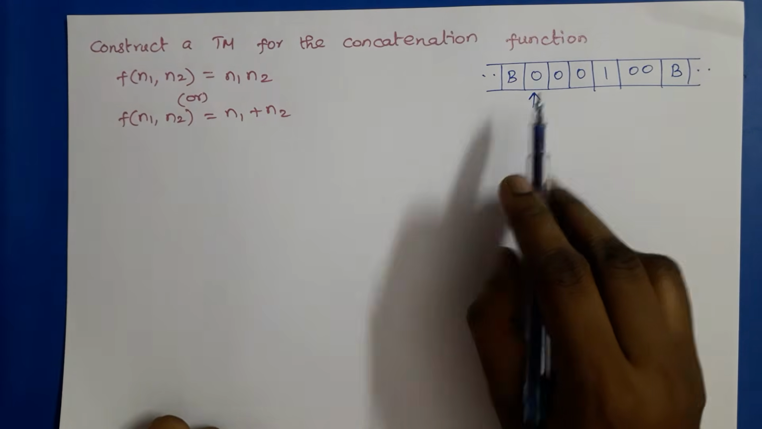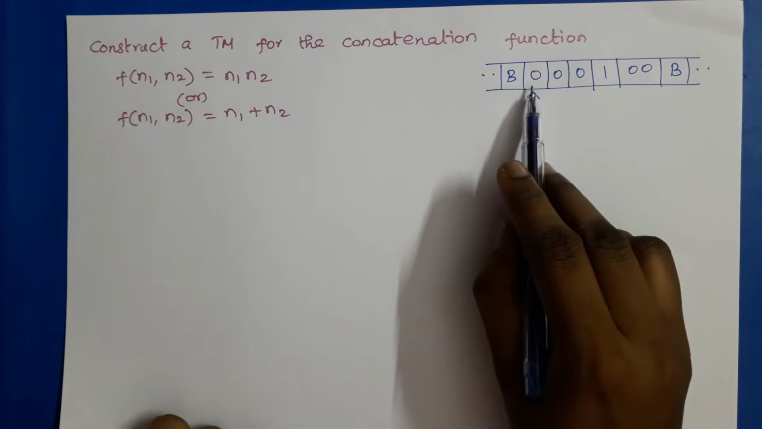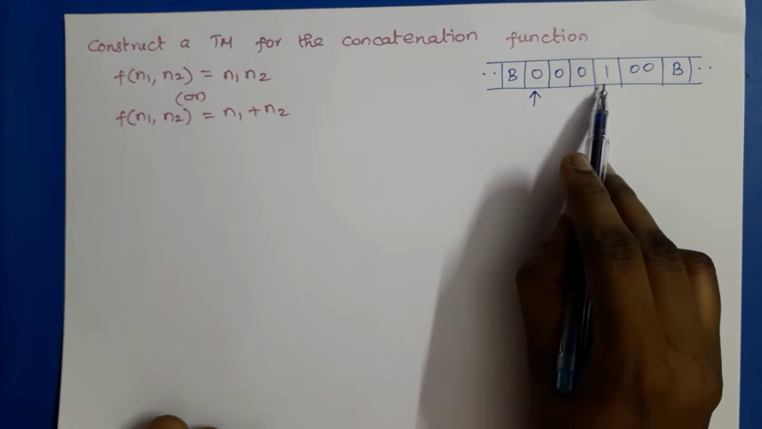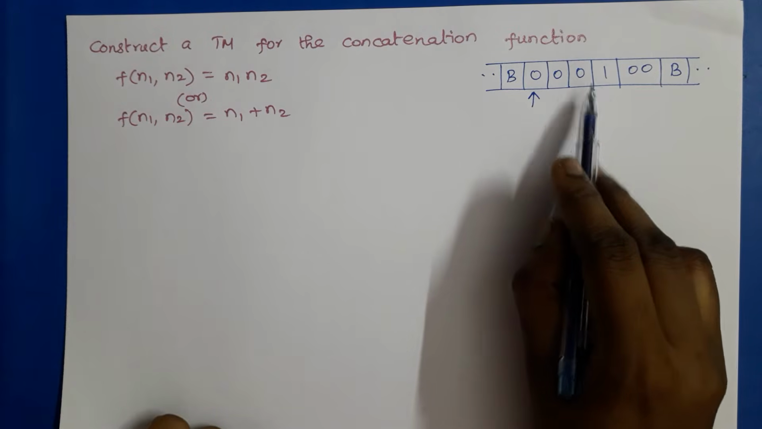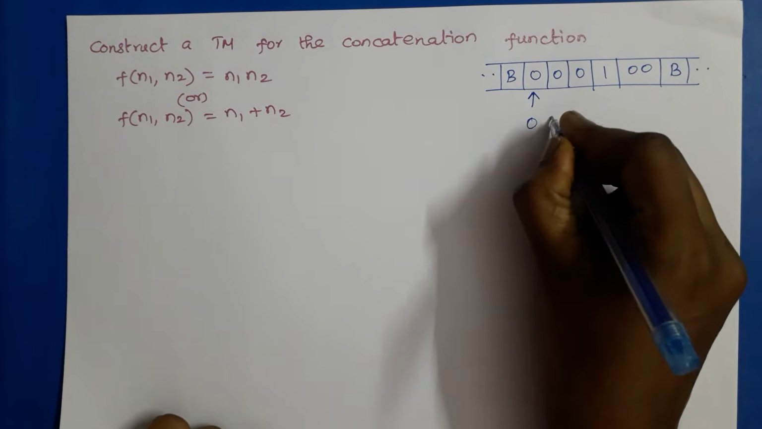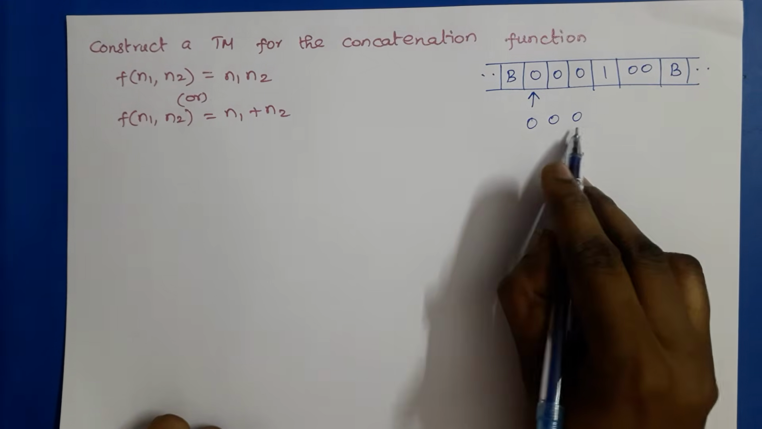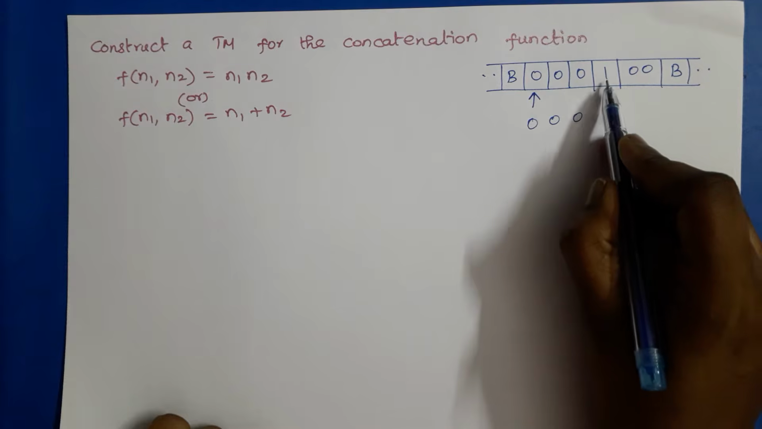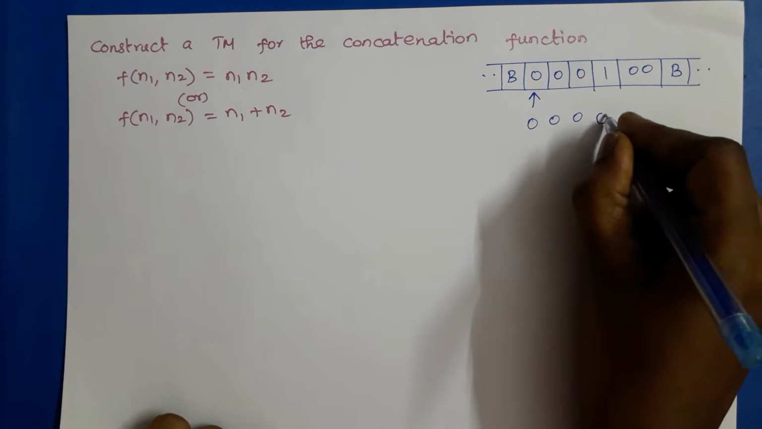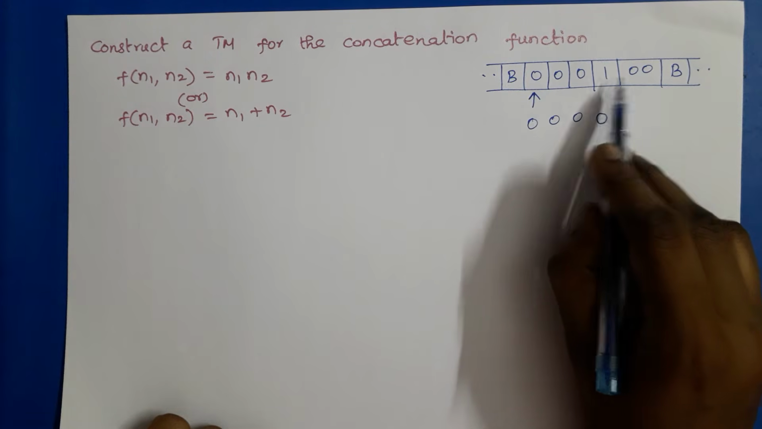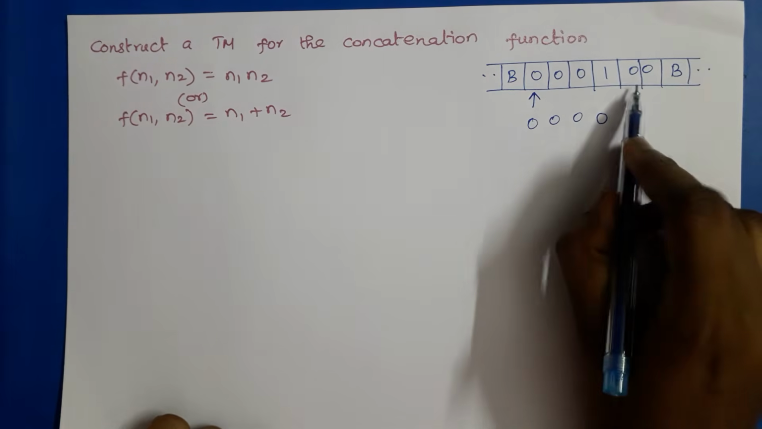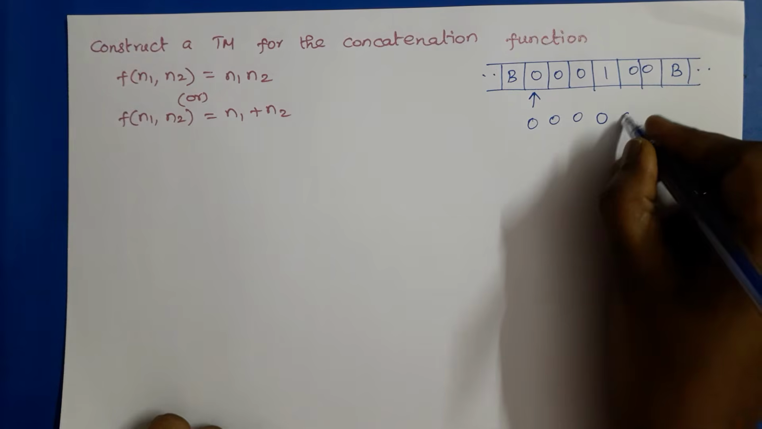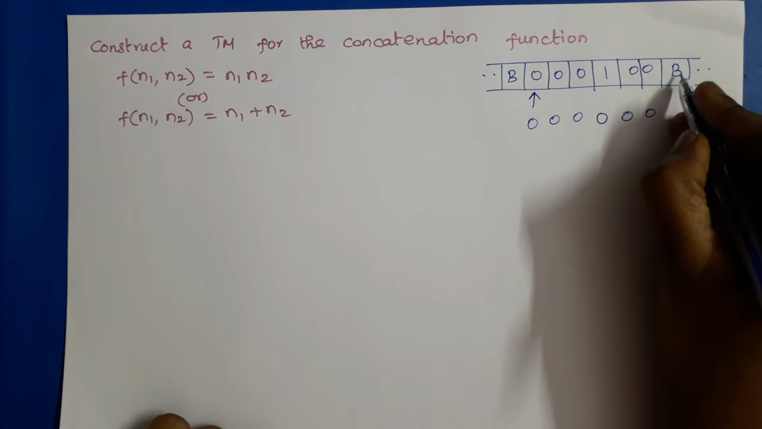So the concept is, when we see zeros, we simply move on to the right side until we have seen 1. The tape head simply moves right until it has seen 1. Whenever we see 1, it should be replaced by 0. Then we need to move to the right side. Again we will see some number of zeros, and for those zeros, we simply move to the right side until we have seen blank.